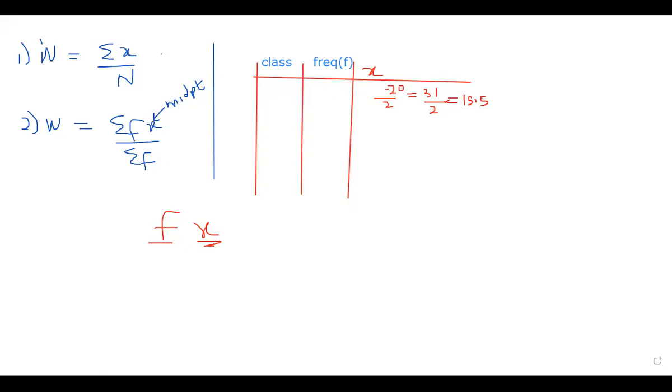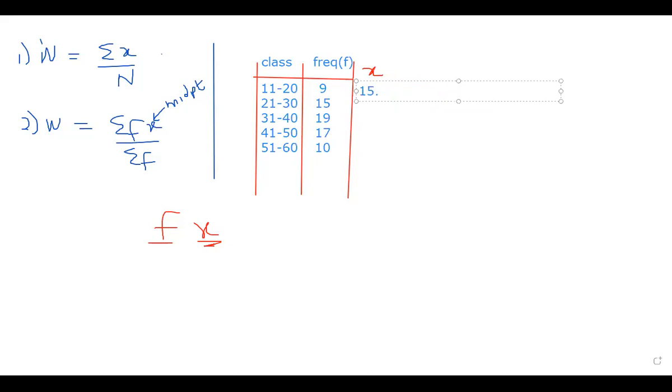So that is what we put under x, over here. So let's type that. That should give us 15.5. Okay, when we find the next one, that will be 21 plus 30.